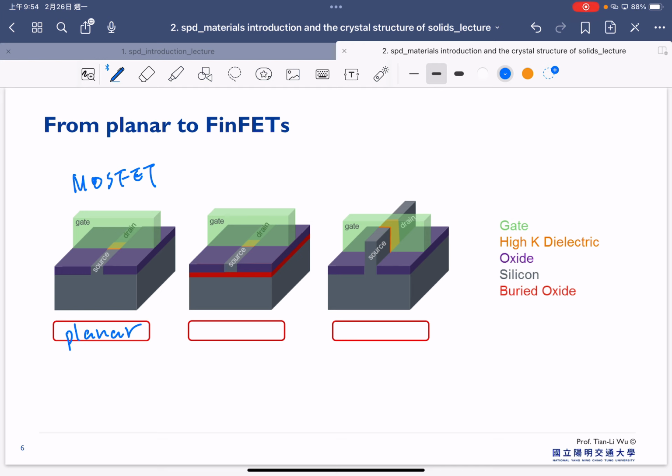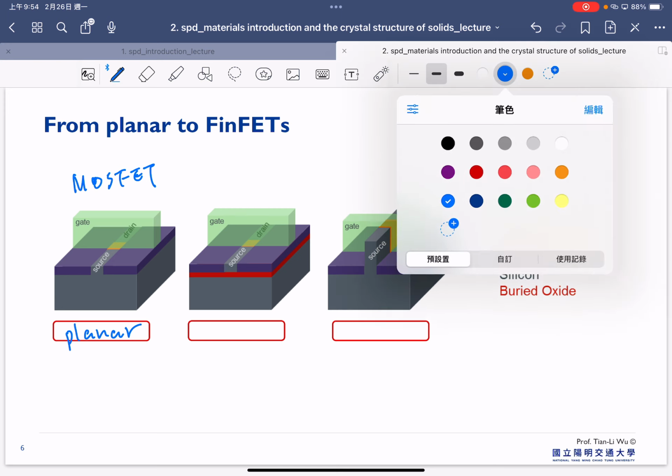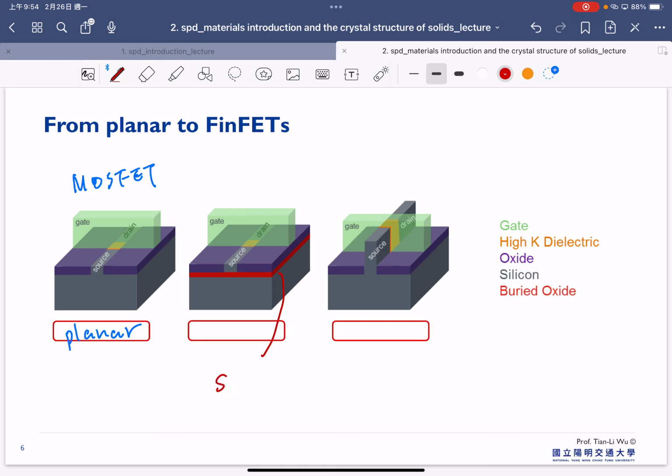As we said from last class, there are two different approaches. One is using the SOI, that's silicon on insulator. So this structure we call FDSOI, the full name is fully depleted silicon on insulator. And another approach, which is pretty dominant right now for advanced technology, is the FinFET structure here.